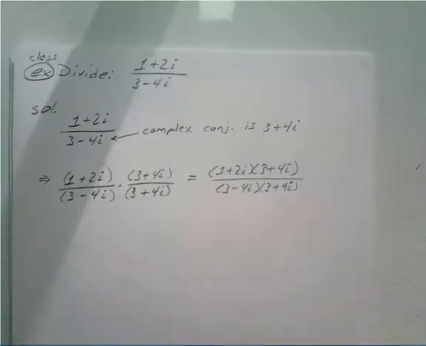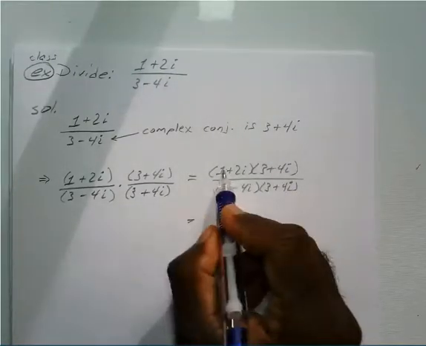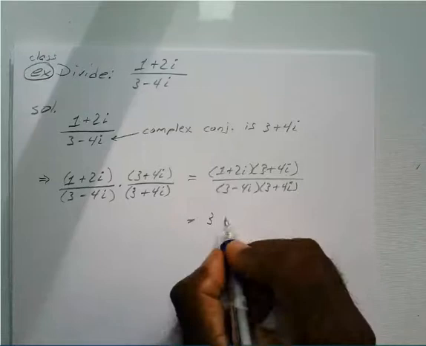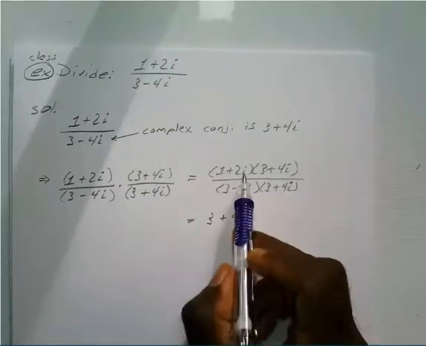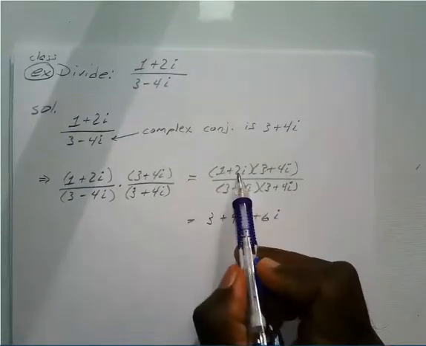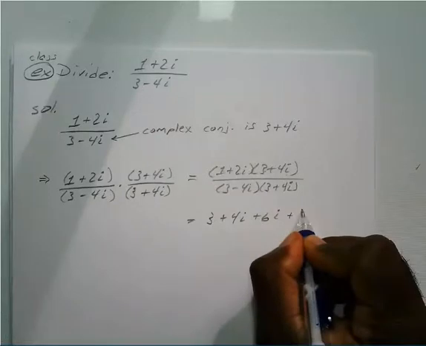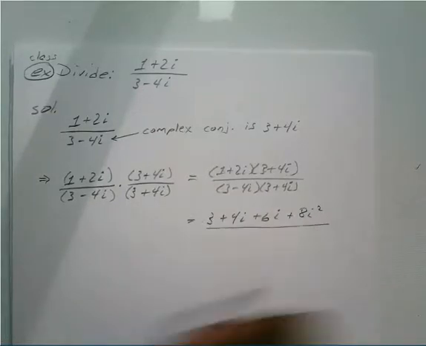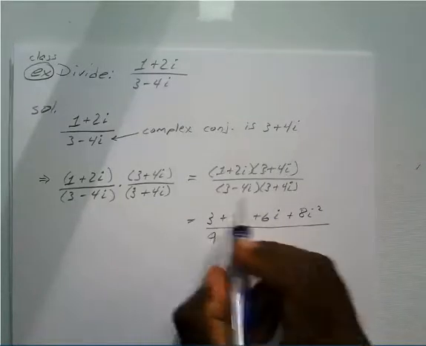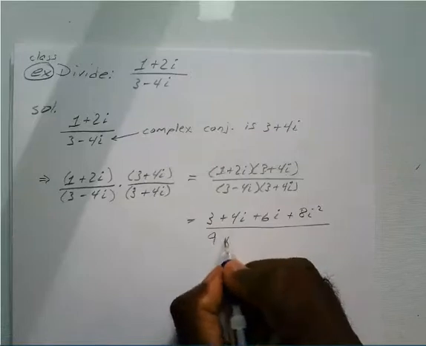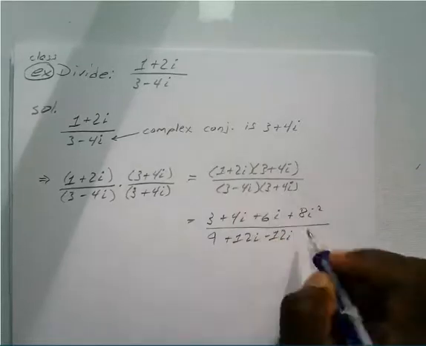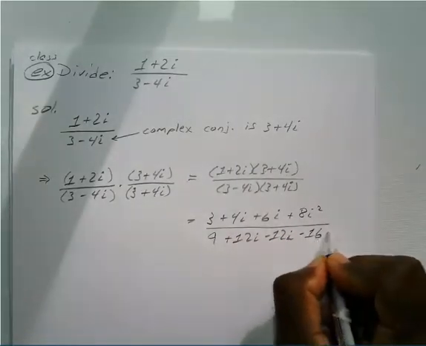You don't have to. If you wanted to, you could have solved it right there, but I just chose to do it that way. So if we do the FOIL method here, our first is 1 times 3, which is 3. Our outer is 1 times 4i, which is 4i. Our inner, 2i times 3, which is 6i. And our last is 2 times 4, which is 8, so plus 8i squared. We do the same thing in our denominator. 3 times 3 is 9. Our outer is plus 12i. Our inner is minus 12i. And our last is minus 16i squared.